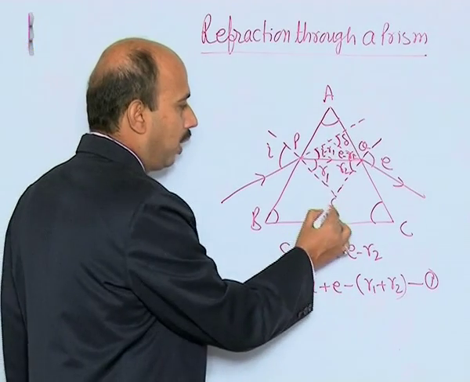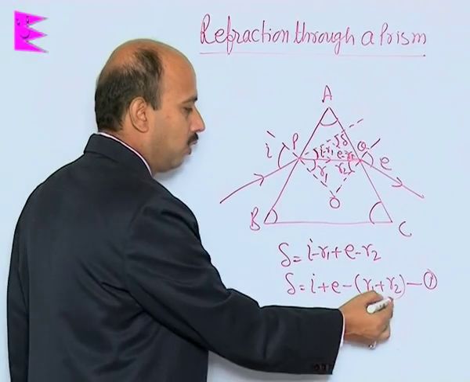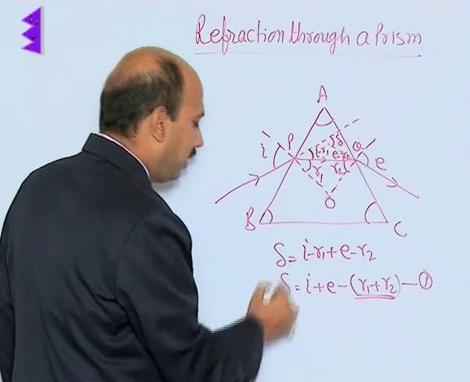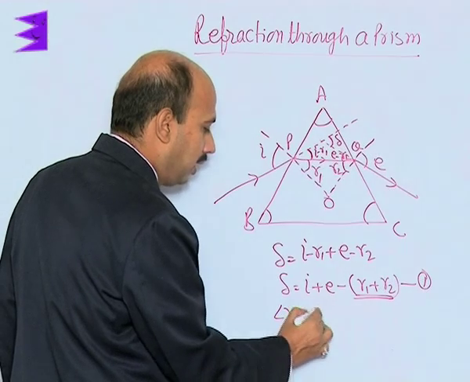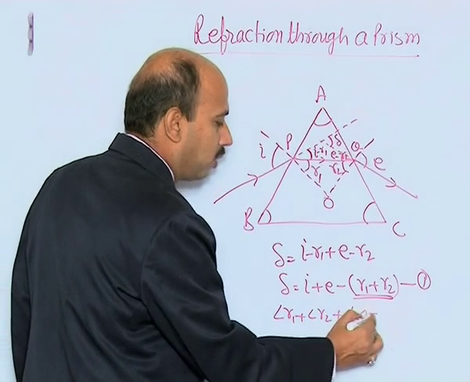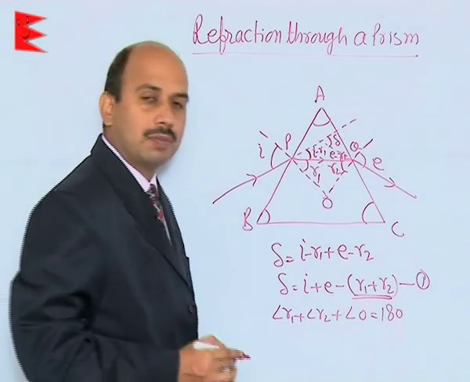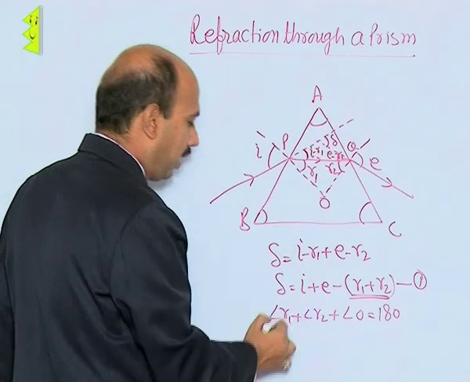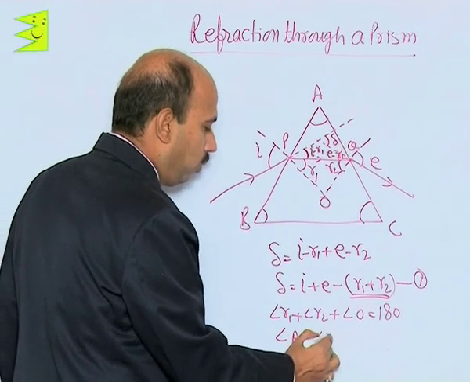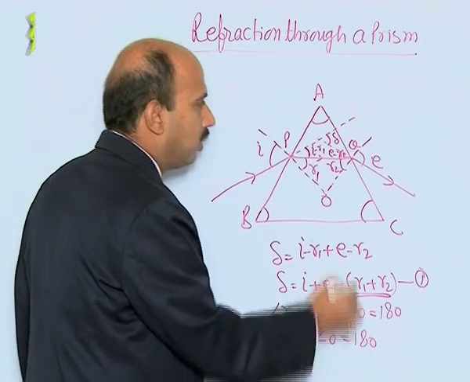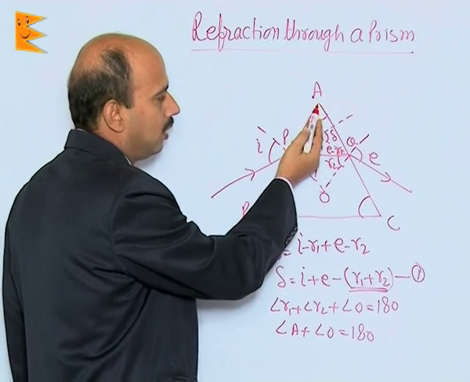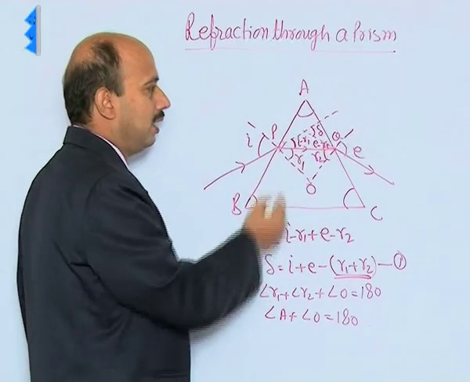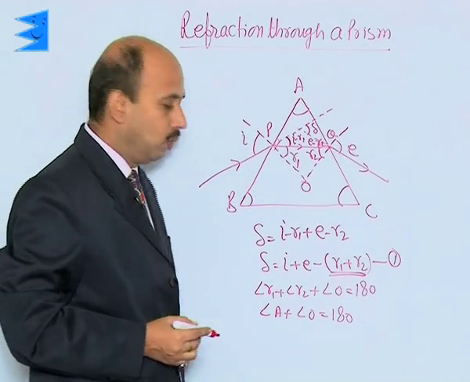Now we take this point as O, and we can get the value of R1 plus R2 in terms of the angle of prism. We can write angle R1 plus angle R2 plus angle O is equal to 180 degrees, because the sum of the angles of a triangle is 180 degrees. Also angle A plus angle O is equal to 180 degrees because this is a cyclic quadrilateral. In quadrilateral APOQ, this angle is 90 and this angle is 90, therefore angle A plus angle O is equal to 180 degrees.